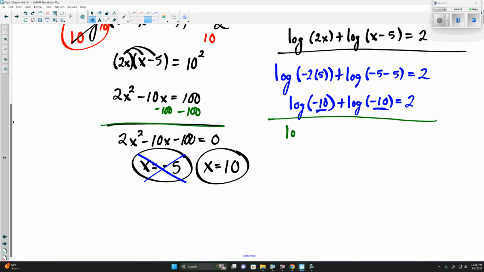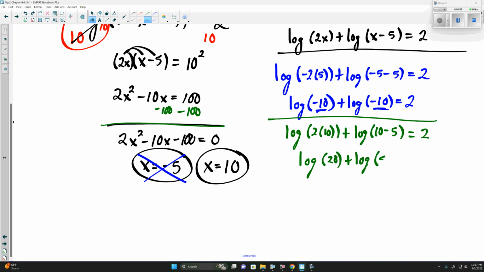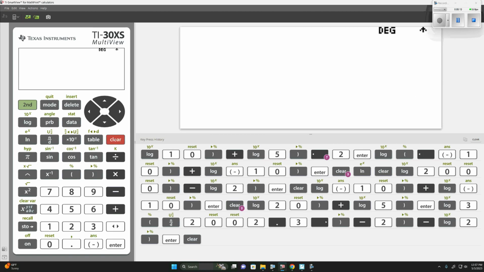Now we can try the same thing with 10. So log of 2 times 10 plus log of 10 minus 5, is equal to 2. Well, 2 times 10 is 20. And 10 minus 5 is 5. So 20 and 5 are both positive and not 0. So what's inside of the logarithms? We can't take a logarithm of 0 or a negative number. But this here does work.